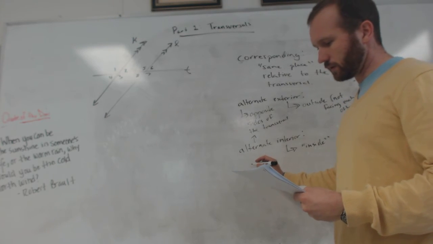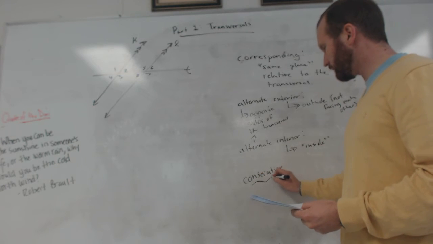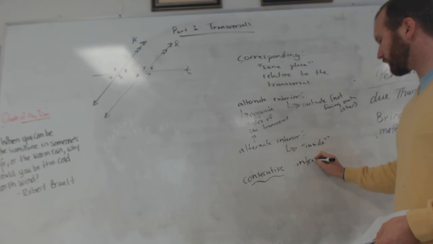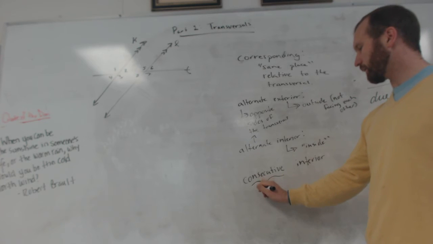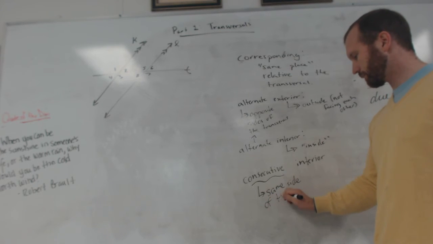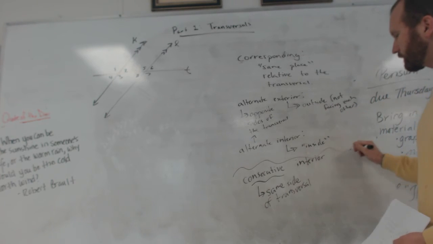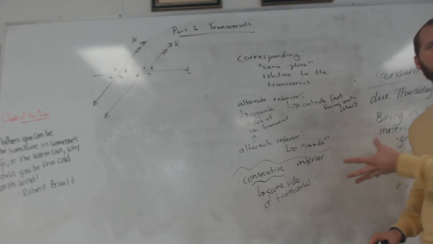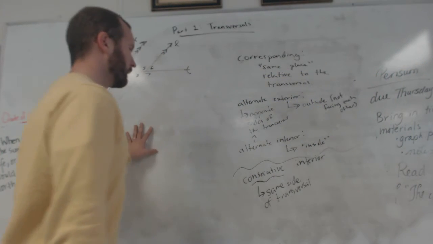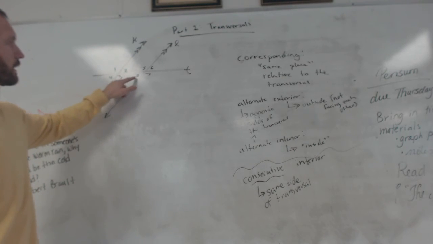And then the last terms both depend on the word consecutive. I've seen different terminology for these, but a consecutive interior angle means that they're on the same side of the transversal. And the reason I think there are different terms is these are just not used as much. Alternate exterior and alternate interior are much more common. So consecutive interior angles would be 2 and 5, or 3 and 8.